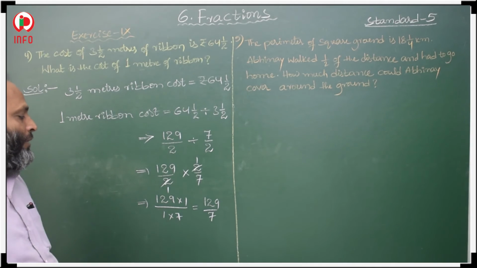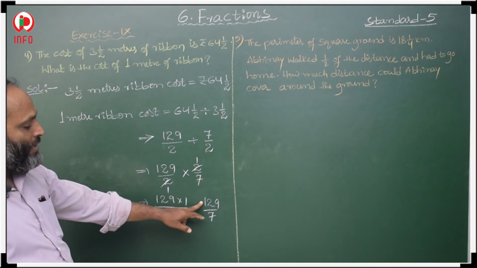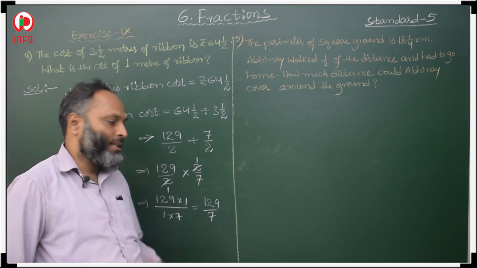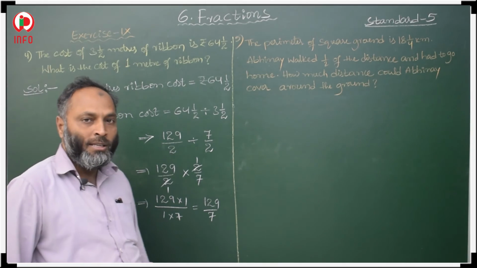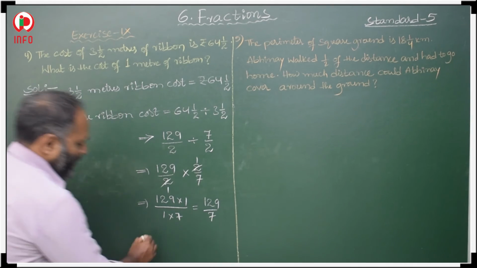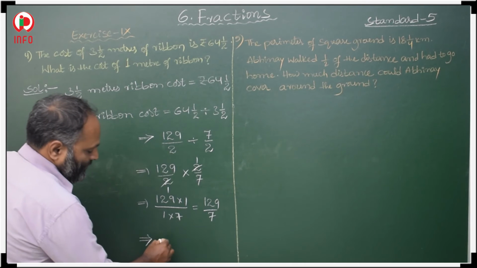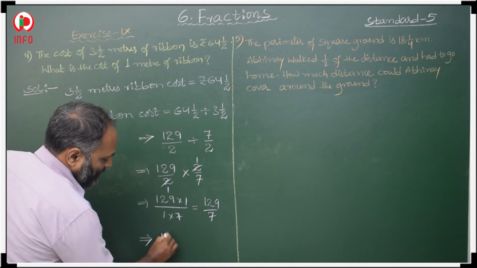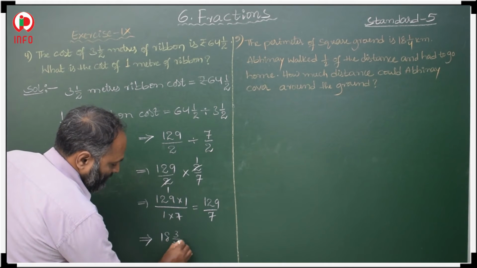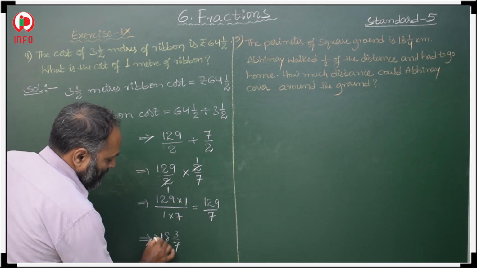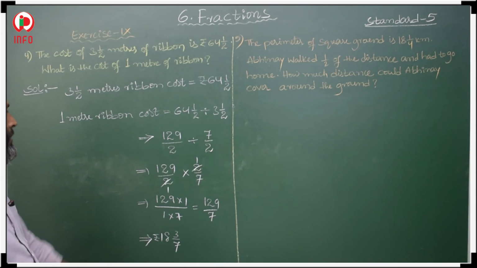So here we have to change 129 by 7 into a mixed fraction. This is an improper fraction. So how to change improper into mixed? We know 7 ones are 7, 7 eights are 56, meaning 3 by 7. So 18 3 by 7 rupees. So 18 3 by 7 rupees.